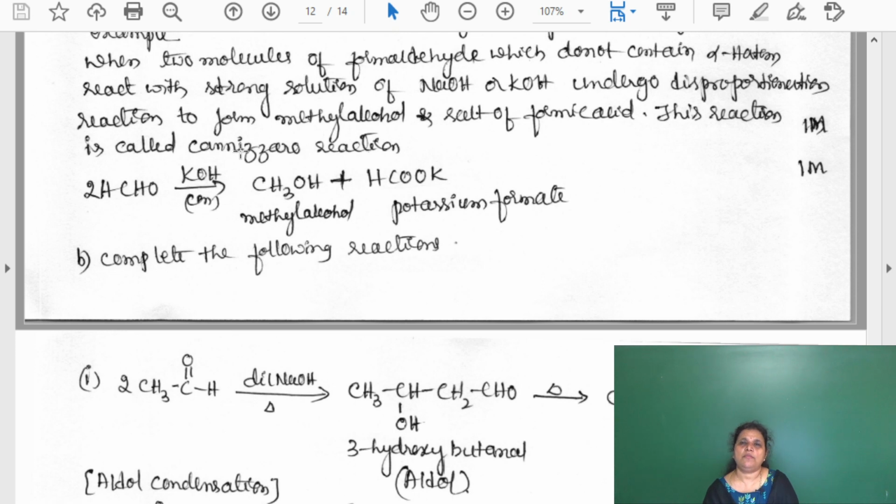Disproportionation means one molecule undergoes oxidation, and the same molecule of the same compound undergoes reduction. So after disproportionation, one molecule is reduced to methyl alcohol, and another molecule of formaldehyde is oxidized to the salt of formic acid, that is called potassium formate. So this reaction is called Cannizzaro reaction. Explanation carries 1 mark and equation carries 1 mark.